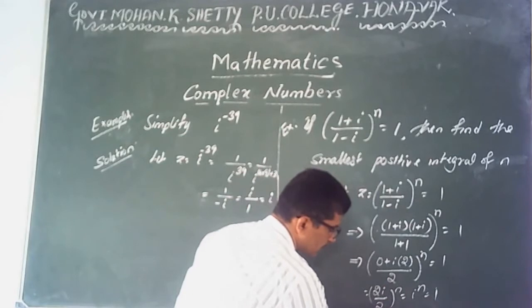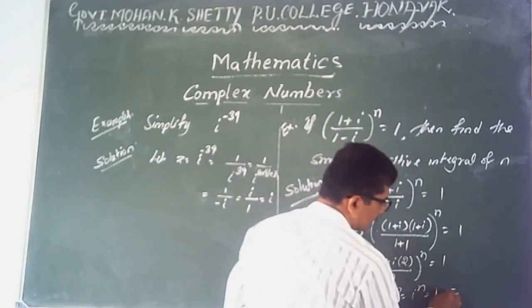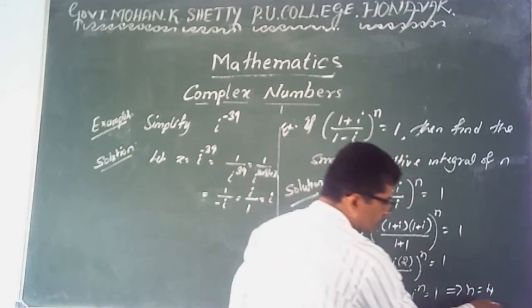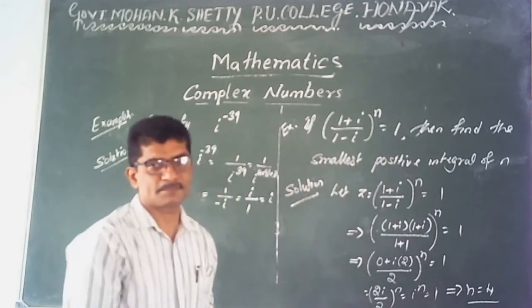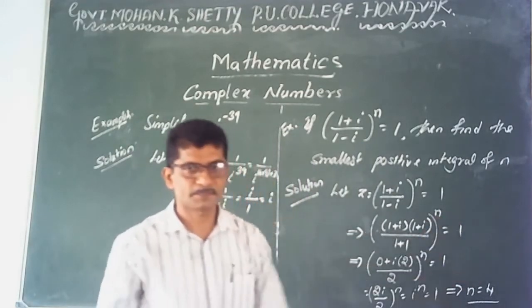Therefore n is equal to, it implies n is equal to 4. The smallest positive integral value of n is 4. It is clear?